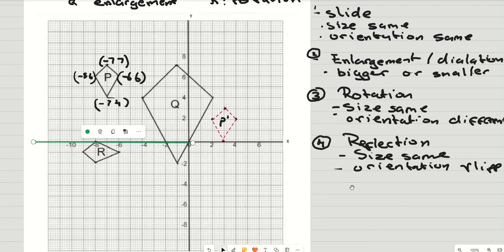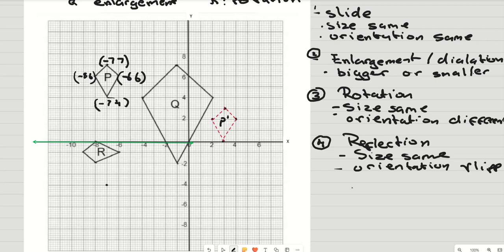Right? So that green line there is my mirror line. When we're doing reflection, we just count the distance from your mirror line to your object, and you do the same thing on the other side for your image. So this coordinate here is 1, 2, 3, 4. So you're going to count 4 units away, 1, 2, 3, 4. So it's going to be here.